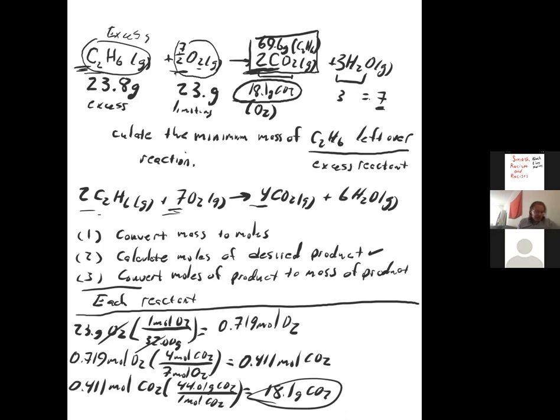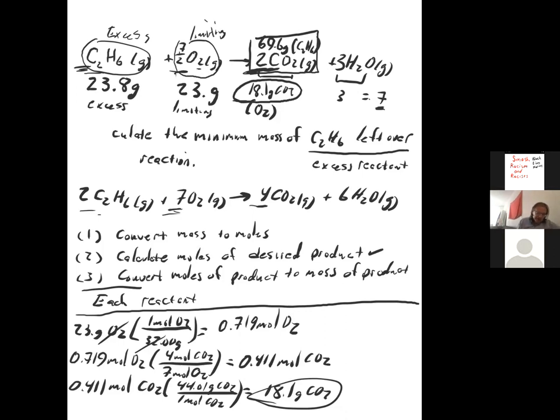We knew that, right? The problem actually told us that the ethane was going to be in excess, and by default, that's telling us the oxygen is limiting, okay? So if the question was how much CO2 would be produced, you would have your answer, 18.1 grams of CO2. That's a very standard type of problem. This one goes to the next level though. It says how much ethane is going to be left over after this occurs, okay?